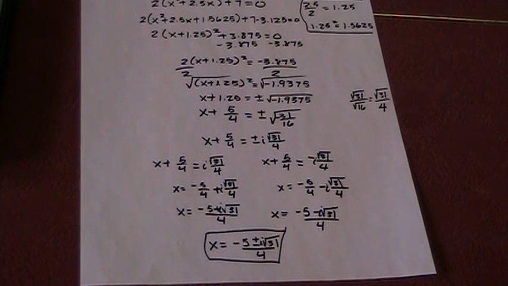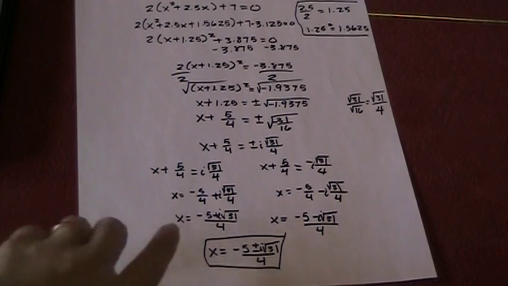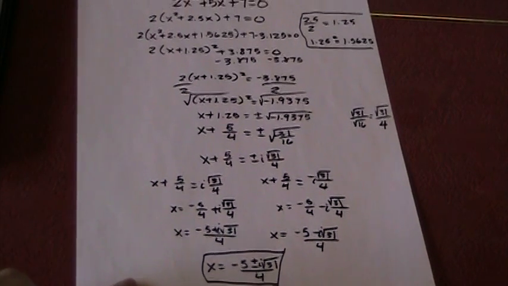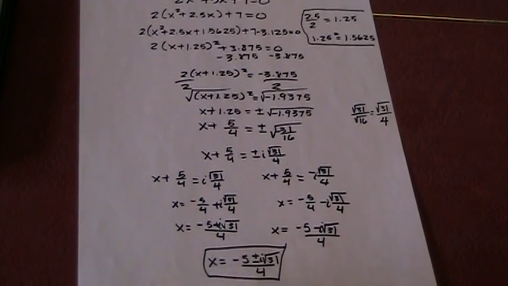All right, so that would be how you would solve by completing the square when your answer was radical, which means it has a square root in it, and complex, which means it has an i in it, and rational, which means it's a fraction. So a little bit of everything.